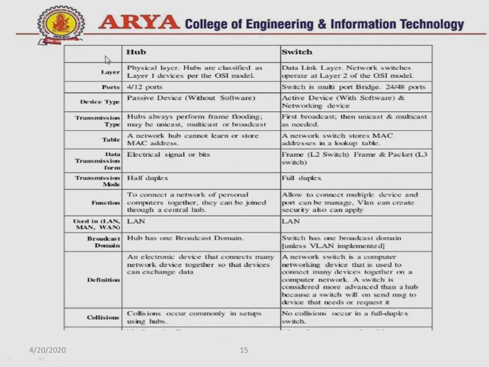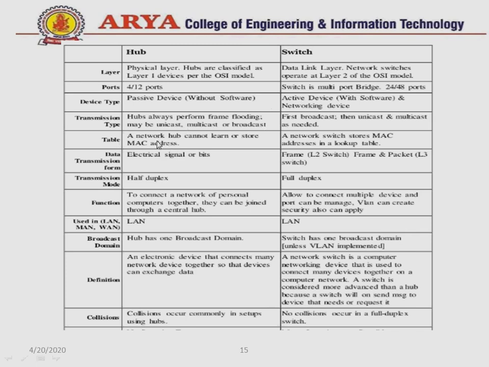Here is the comparison table between the hub and the switch. Comparison is done depending on parameters like layer. If we talk about the layer, then a hub is a physical layer device or layer 1 device, while a switch is a data link layer device, that is, a layer 2 device. If we talk about device type, then a hub is a passive device, without software, and a switch is an active device, with software.